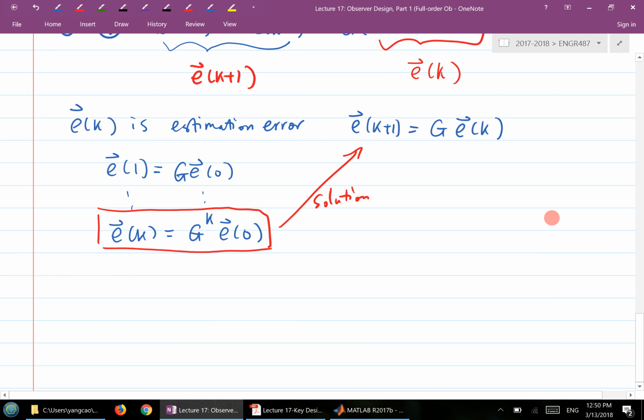If you look at this solution here, I think we have seen a similar solution when we dealt with pole placement. Under what condition will this e of k actually go to 0? So the question is, under what condition will e of k go to 0 as k goes to infinity?